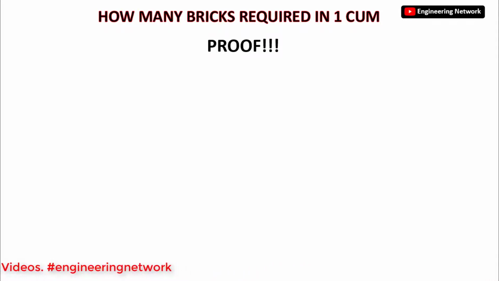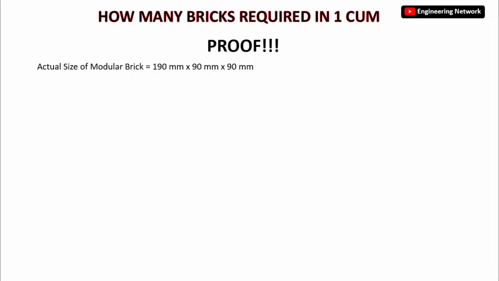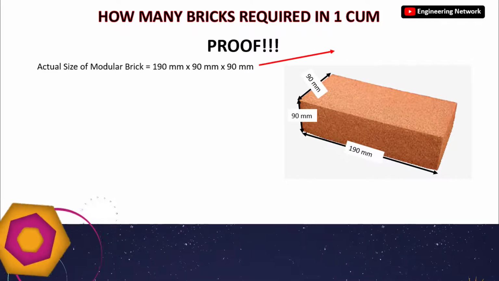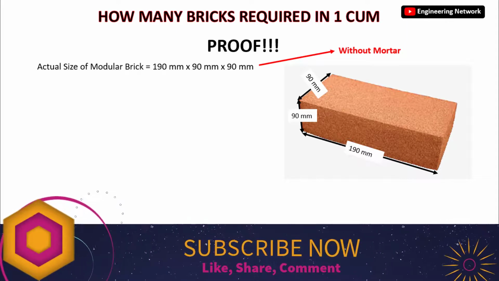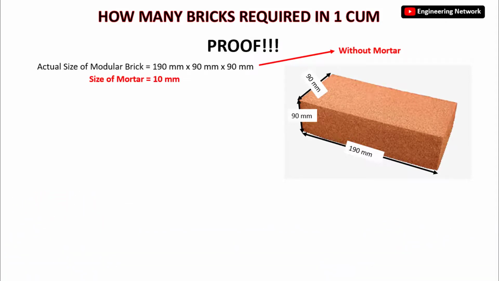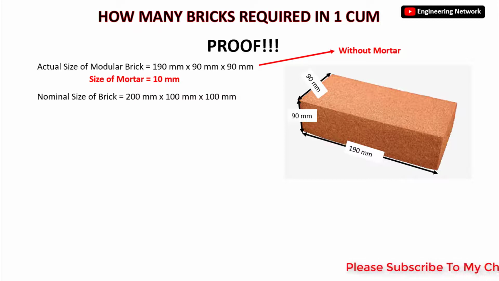For that, first we should know the size of the brick. There are two sizes. One is the actual size of the modular brick, which is without mortar, and the second is the nominal size of the brick. The modular size of the brick is 190 mm by 90 mm by 90 mm, as you can also see on your screen. This size is without mortar. The thickness of mortar used in brick construction is generally 10 mm, so the nominal size of the brick will become 200 mm by 100 mm by 100 mm.